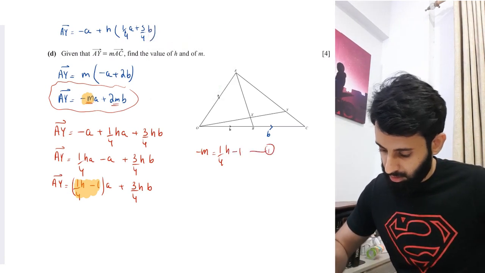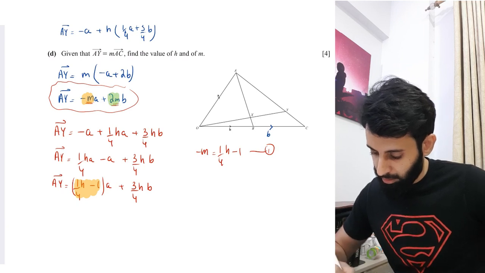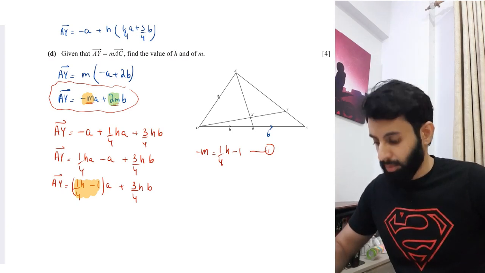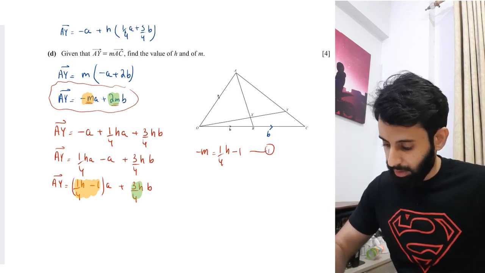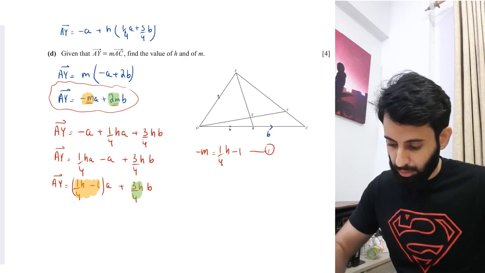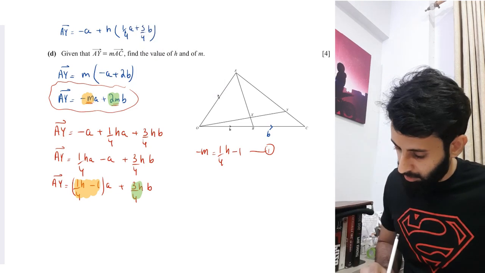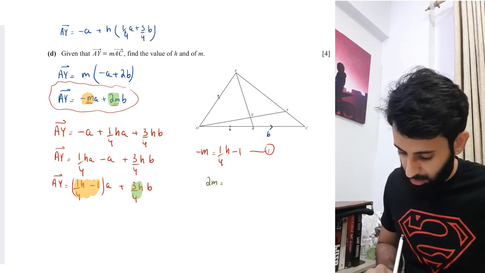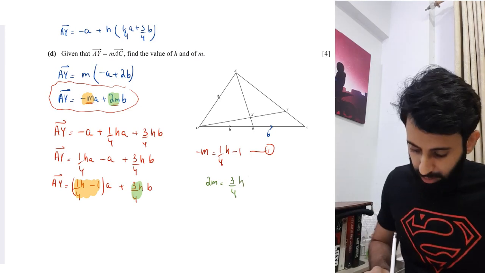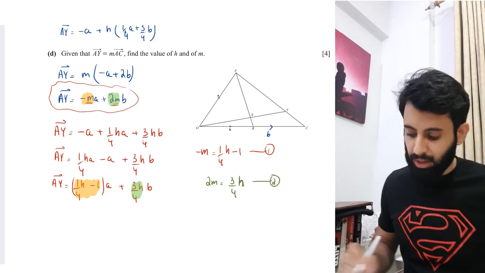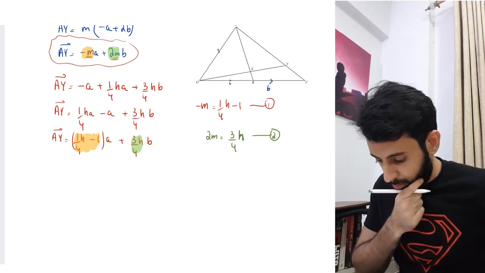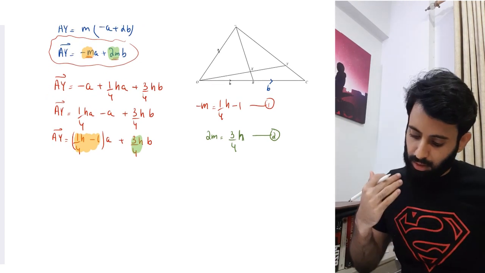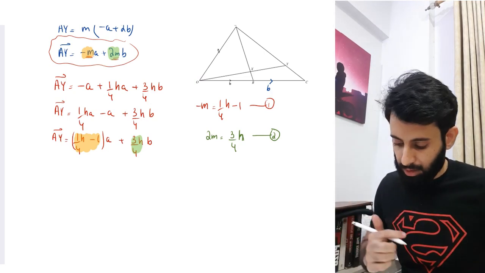Now let's look at the components of b. The component of b from ay from part D is 2m, and the component of b from ay from part C is equal to 3/4 of h. Now let's switch to green for that. So we have our second equation, which is 2m is equal to 3/4 of h. Now we have two equations and two unknowns. We can solve them simultaneously to work out the value of m and the value of h. This is the point where you decide which variable you're going to make subject and where exactly you're going to plug it in.